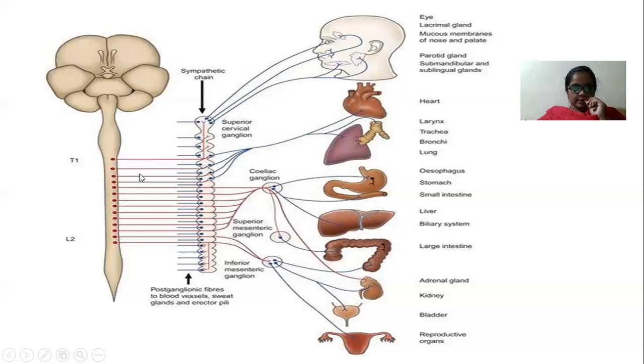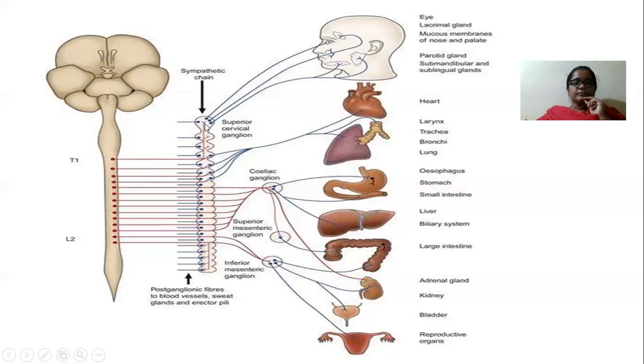Here, the first four thoracic segments, T1, 2, 3, 4, of sympathetic preganglionic neurons make a synapse with the postganglionic neurons in the cervical region. That cervical region consists of three parts: the superior, middle, and inferior cervical ganglia.